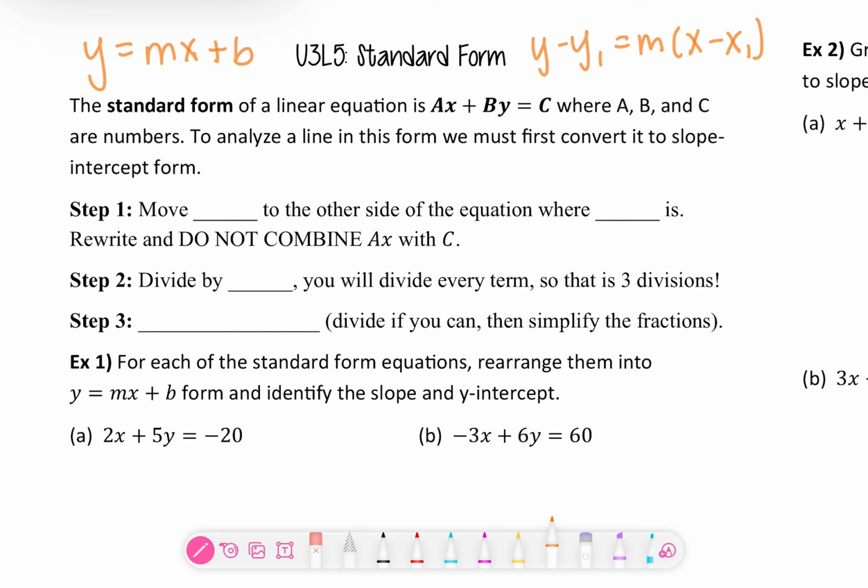Now, this form, unlike the other two, is virtually useless the way that it's written, okay? The other forms offer you lots of useful information, right? They both offer you a slope, and then slope-intercept form also gives you a y-intercept, where point-slope form gives you this coordinate xy, okay? But with standard form, the way it's written, we can't really do anything.